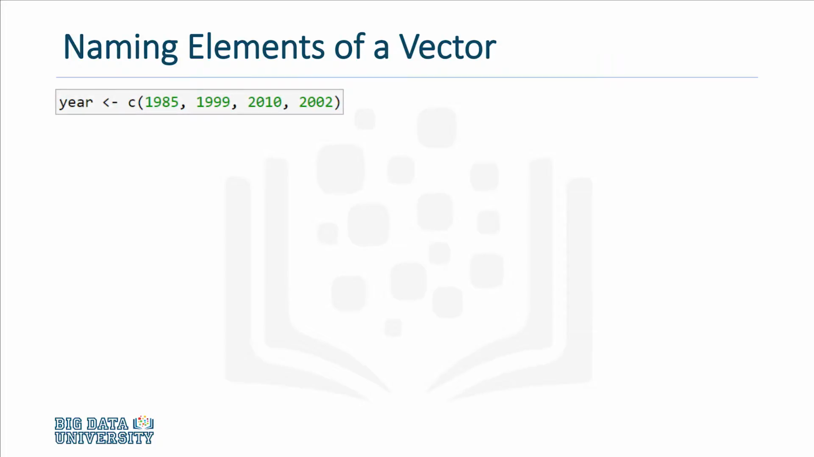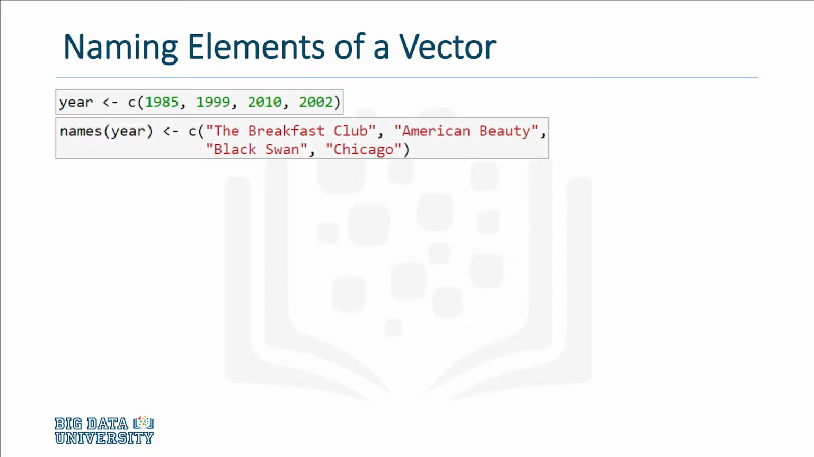It may be difficult to remember which movies these years belong to, so we can use the names function to map a title to each year. Now we can call our year vector while passing in a title in the brackets. As you can see in the output, the year and title are now mapped together.